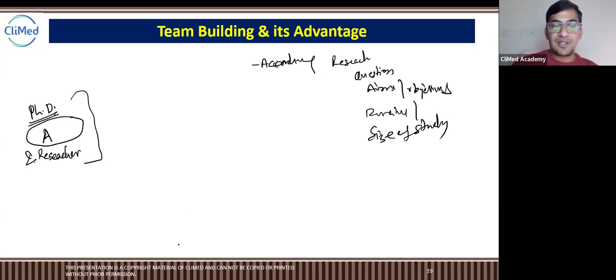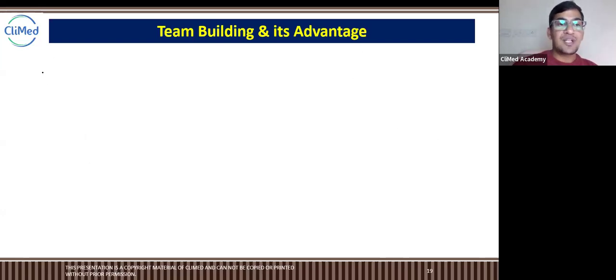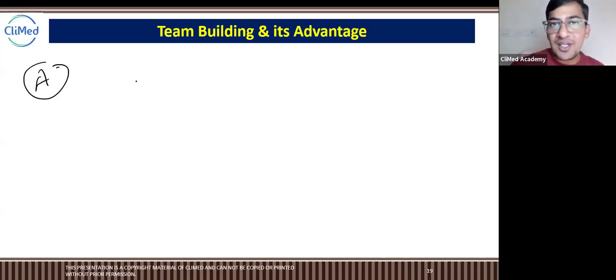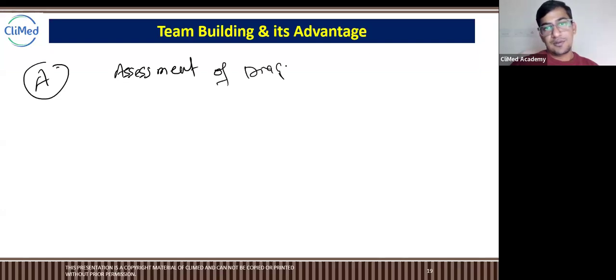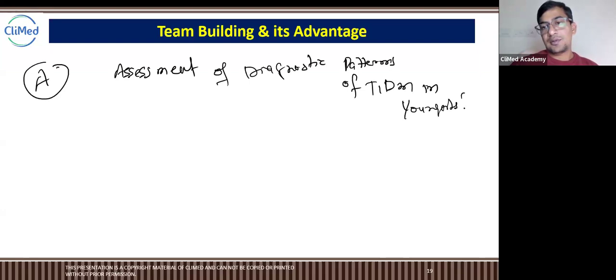Let me take one example here so you can easily understand that. Suppose A is the researcher. He is doing a study on, let's say, assessment of diagnostic patterns of diabetes type 1 in youngsters, right? So he wants to do the research on this, right?